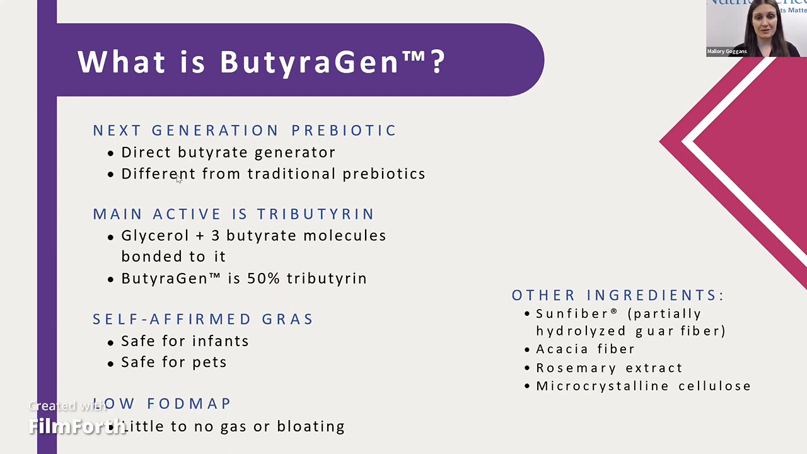The main active in ButyraGen is tributyrin. It is a glycerol with 3 butyrate molecules bonded to it, and ButyraGen is made up of 50% tributyrin. The other ingredients in ButyraGen are sun fiber, partially hydrolyzed guar fiber, acacia fiber, rosemary extract, and microcrystalline cellulose to help with the flow of the powder. This ingredient is a self-affirmed GRAS ingredient. It's safe for infants and it's safe for pets, and it is low FODMAP.